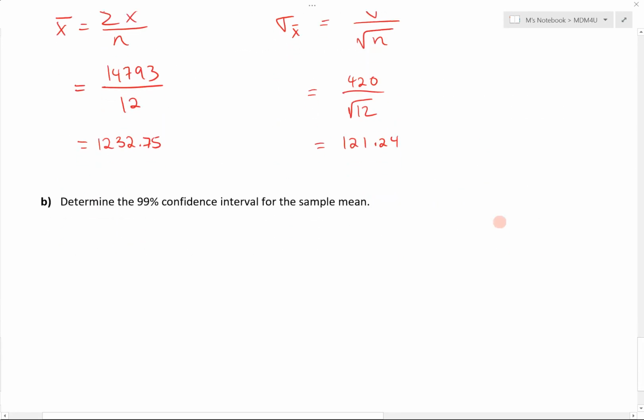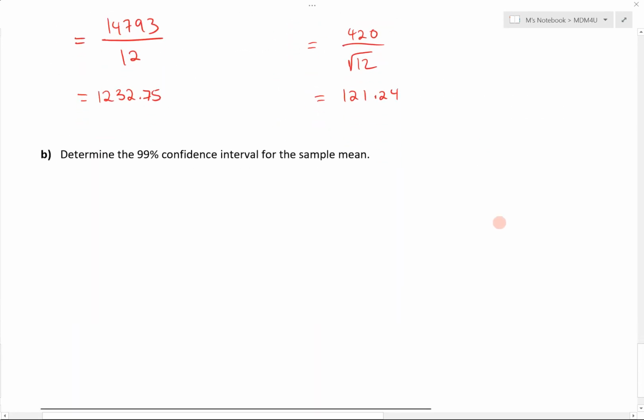Part B, determine the 99% confidence interval for the sample mean. So for the 99% confidence interval, you see that confidence interval terminology, you have to think of z-scores. I need to know the z-score for that. So that's going to be 2.575. So the lower limit of my confidence interval is going to be the sample mean minus the margin of error.